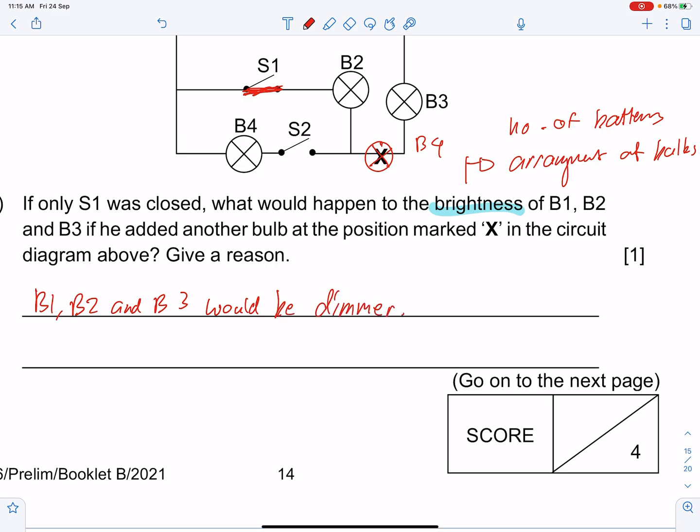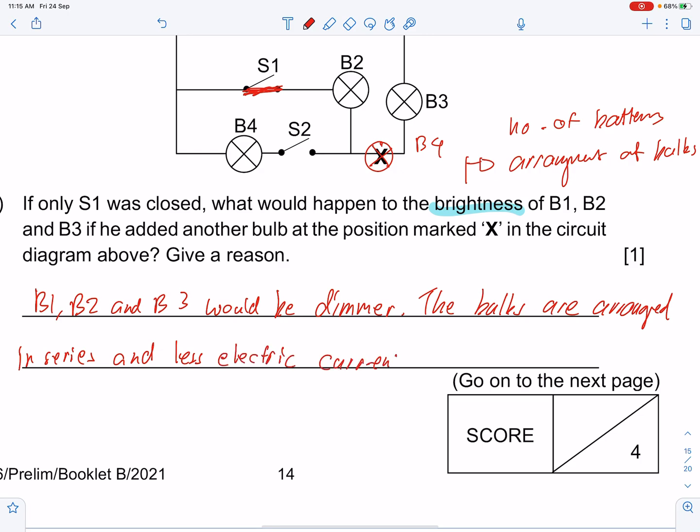Now you must explain why: the bulbs are arranged in series and less electric current was flowing through each, I repeat, each of the 4 bulbs, because they are so-called sharing.